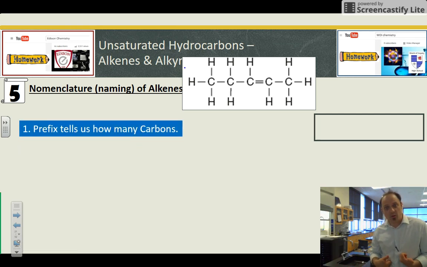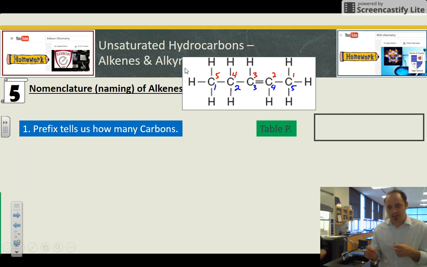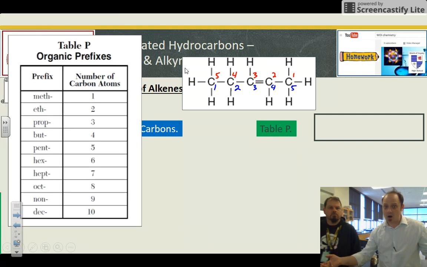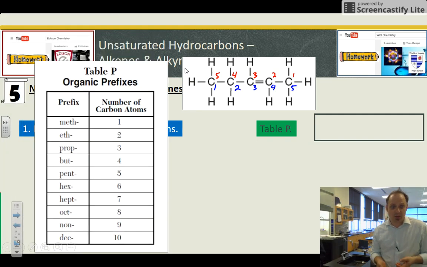And Mr. Milks is going to number in 2 directions, because the rule that is going to come into play is that we have to use the numbering system, right to left or left to right, that puts the important part of the molecule, in this case the double bond, with the lowest number. You'll see that in a minute. So count the prefix for the carbons. There's 5 carbons. It tells us we have to use the prefix pent. So he's going to write in the word pent. So the prefix of this molecule is going to be pent.